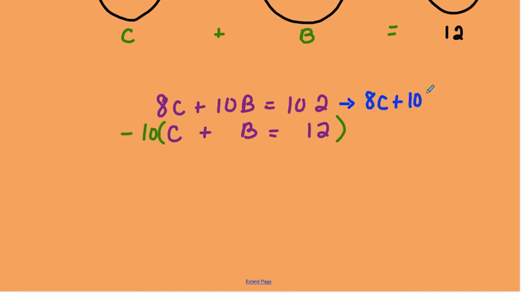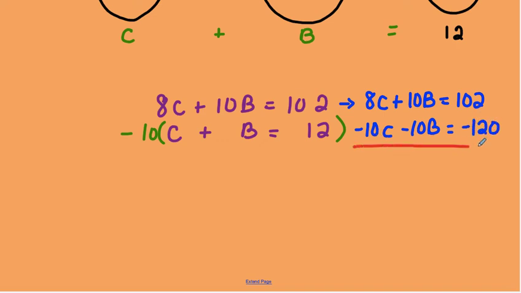8C plus 10B equals 102, and then negative 10C minus 10B equals negative 120. All right, so now I'm ready to eliminate B. So I add the equations together, and I get 8C minus 10C, which is going to give me negative 2C equals, okay, and then I've got 102 minus 120, which is a negative 18. So when I divide both sides by negative 2, I get C equals 9.